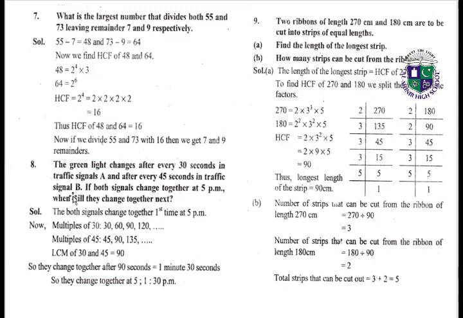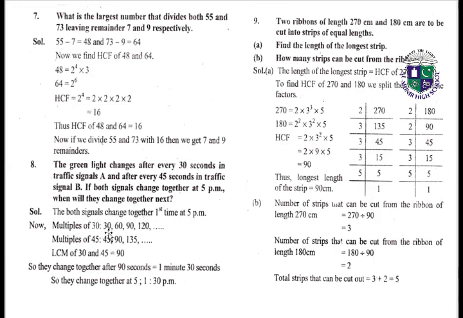Question number 8. The green light changes after every 30 seconds in traffic signal A and after every 45 seconds in traffic signal B. If both signals change together at 5 p.m., when will they change together next? Both signals change together first at 5 p.m.